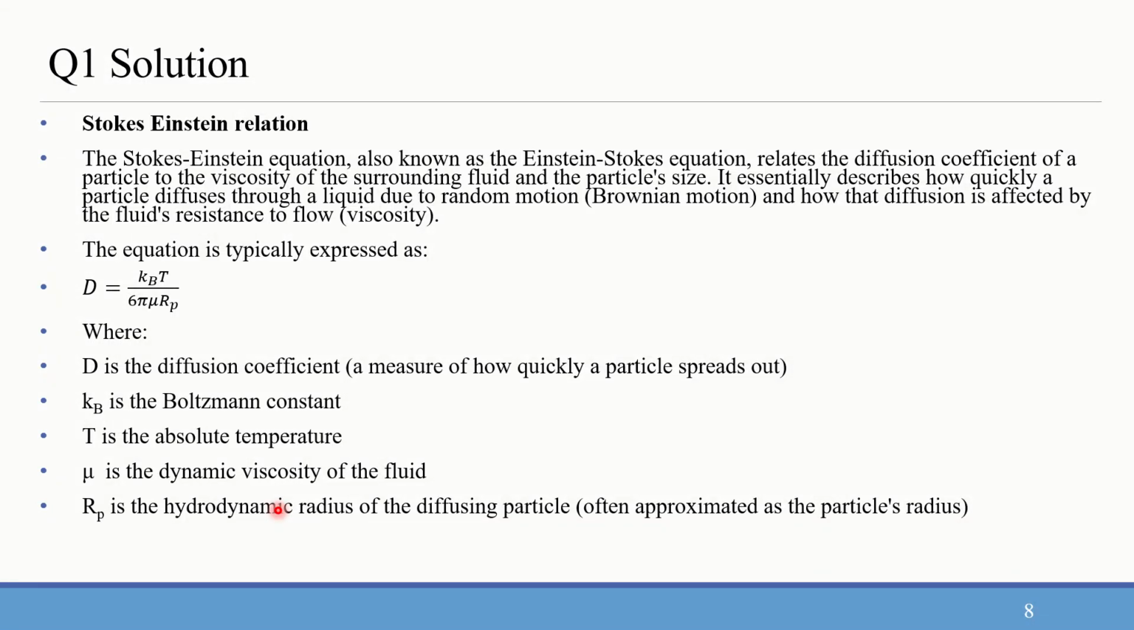So what it is basically trying to describe is how quickly a particle can diffuse through a liquid in random motion, and how that is affected by the viscosity of the fluid. Viscosity is the resistance of the fluid to move, right? So that is what it is saying.